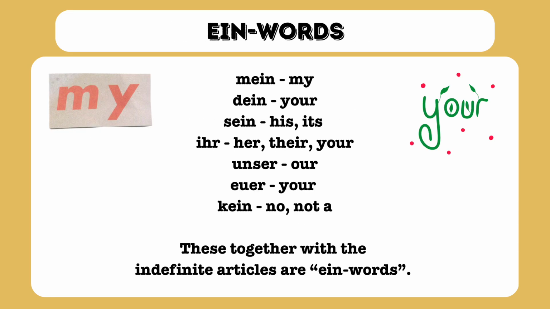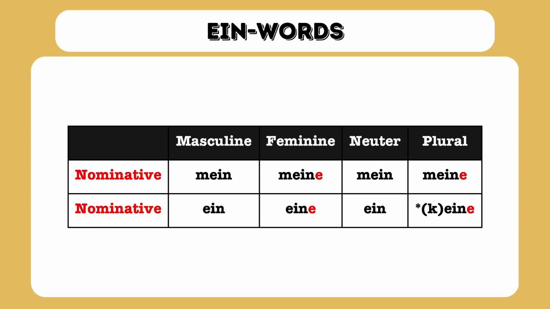The words that I'm listing here are the ones that I would count as the ein words. This would include all of the possessive words, mein for my, dein for your, sein for his or its, ihr for her, their, and your, unser for our, euer for your, and kein, which is not a possessive but is kind of the negative ein word. It basically means no or not a. You can see this in the example down below in the chart. Mein for the masculine, meine for the feminine, mein for the neuter, and meine for the plural.